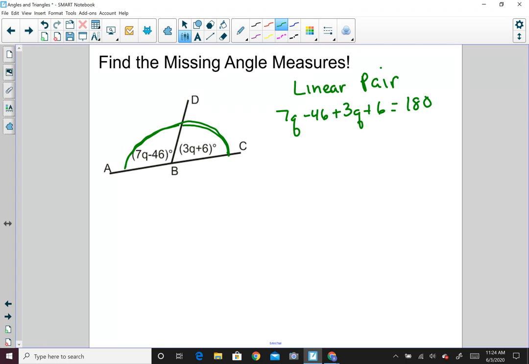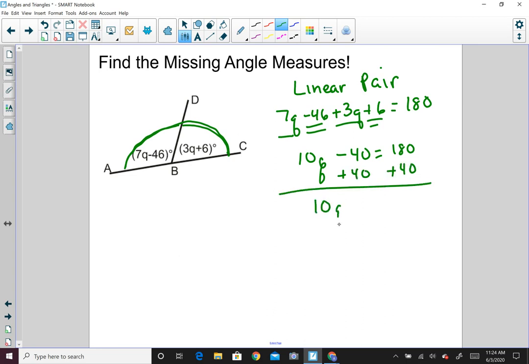Now I have to solve. I'm going to combine like terms. So 7q plus 3q is 10q. And then negative 46 plus 6 is negative 40, and that makes 180. I'm going to add 40 to both sides. So we get 10q equals 220, and then divide by the coefficient. Divide both sides by 10, so q is 22.